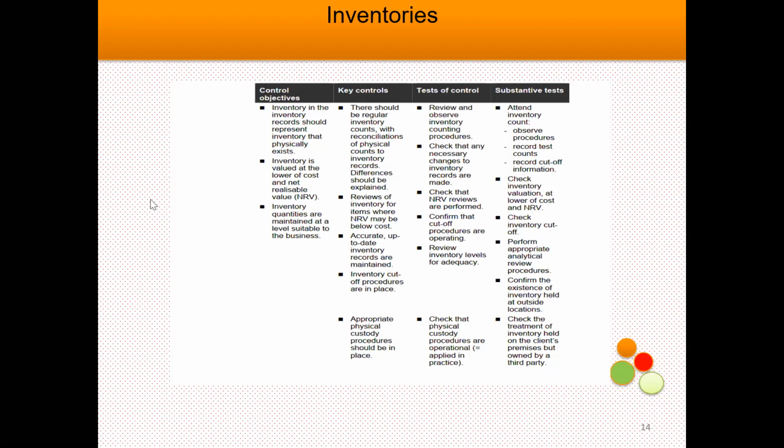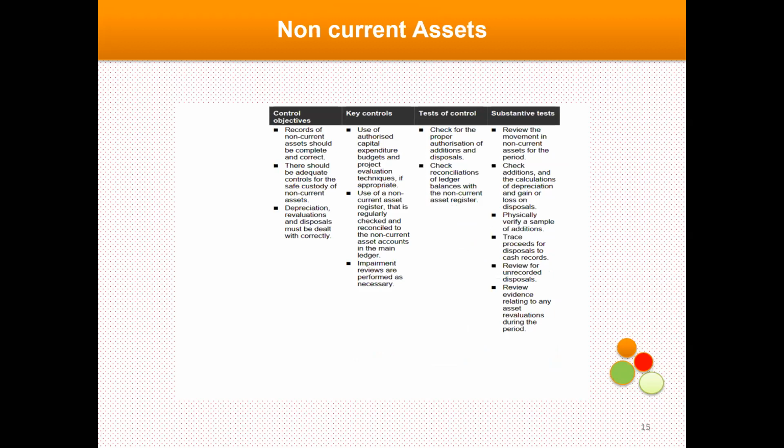Okay. Now, non-current assets again. What will be the control objective here? That the value of the non-current asset is correct, that depreciation has been dealt with correctly, and revaluations and disposals have been dealt with correctly. Key controls: a good one will be a non-current asset register. Impairment reviews are also a good key control.